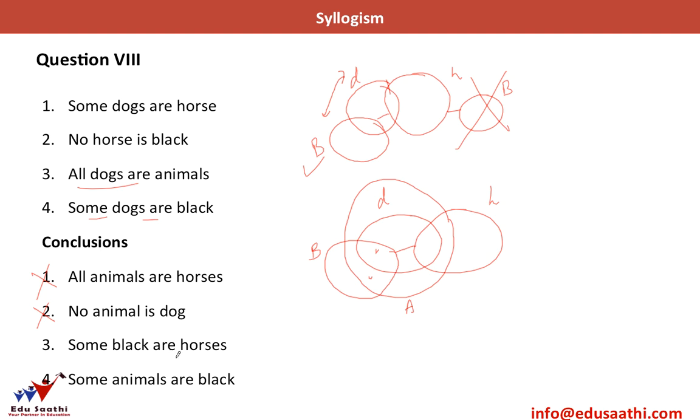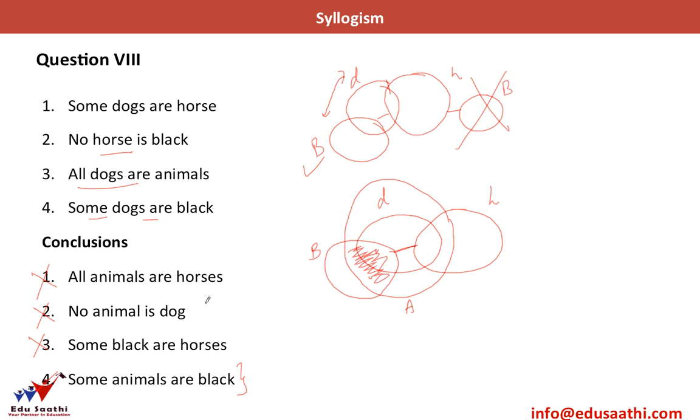Some blacks are horses. This is also incorrect because it's mentioned no horse is a black, and here also there is no connection between a black and a horse. And some animals are black. Yes, this is true because I have this space here, which tells me that some animals are black. So the only correct conclusion is conclusion number 4.